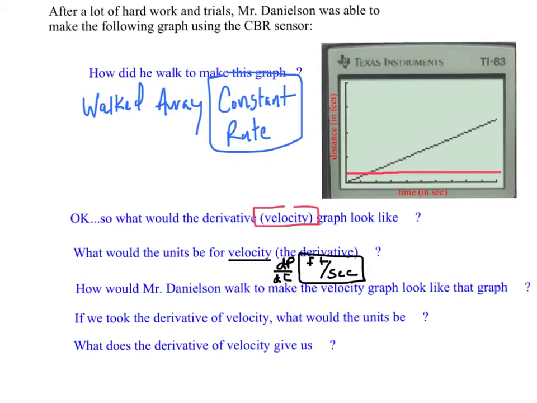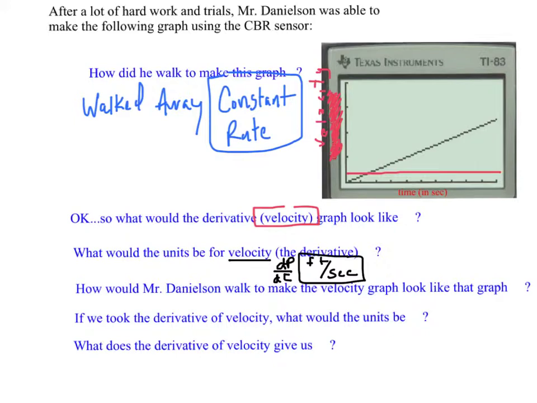The next question is, how would I walk to make a velocity graph look like that? So now it's no longer, let me just cross off the distance here, it's no longer distance. This up here would represent velocity.